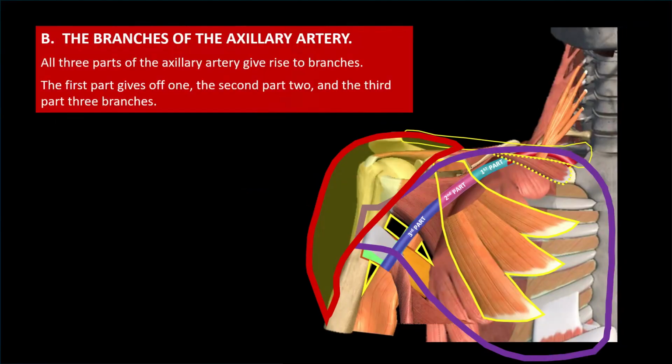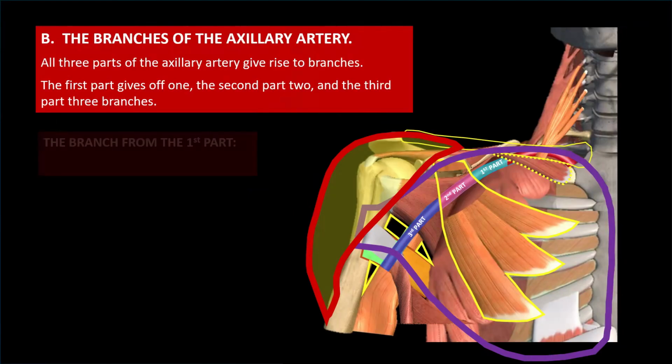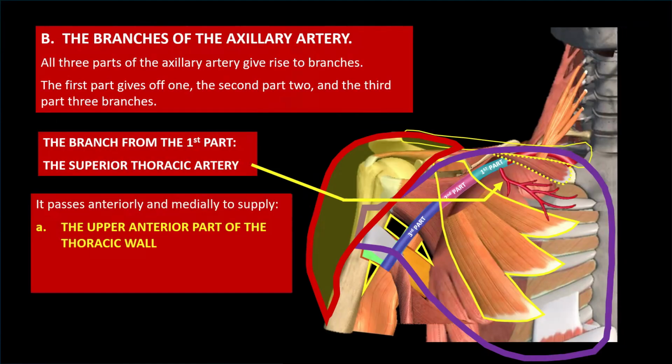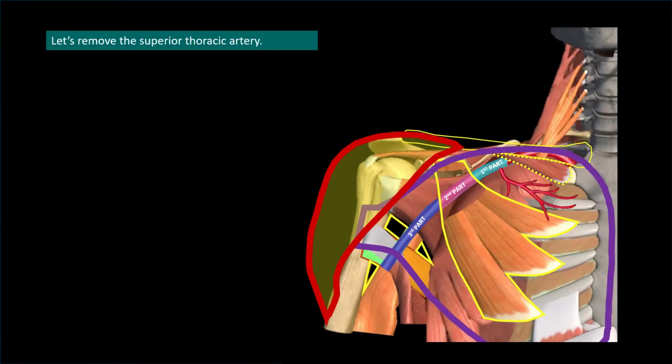All three parts of the axillary artery give rise to branches. The first part gives off 1, the second part 2, the third part 3 branches. The branch from the first part, the superior thoracic artery. It passes anteriorly and medially to supply the upper anterior part of the thoracic wall and the supromedial part of the pectoralis major muscle. Let's remove the superior thoracic artery.